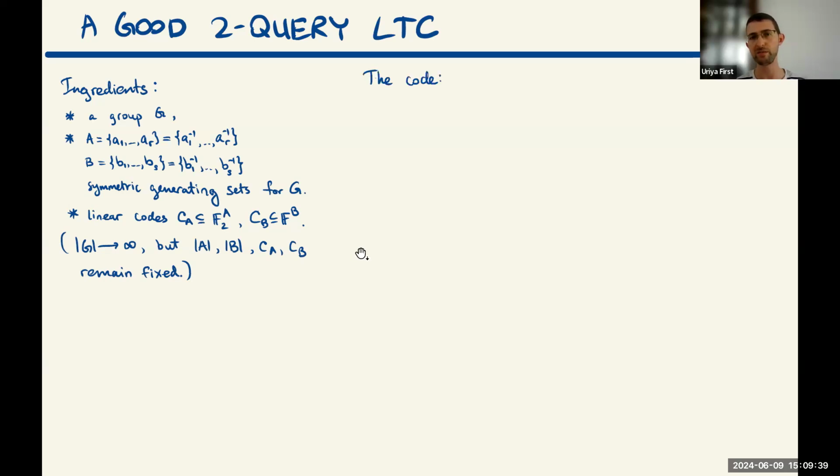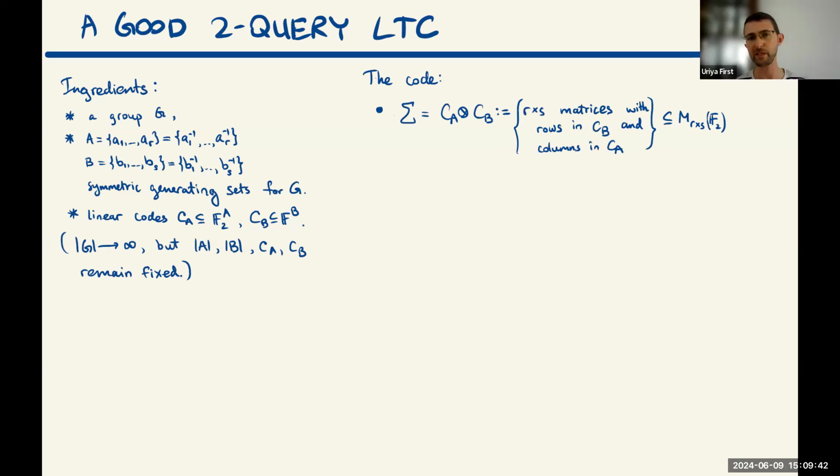And what is the code? Well, the alphabet of the code is the tensor code, CA tensor CB. So it's a huge alphabet. What is the tensor code? It's just the R by S matrices with rows in CB and all columns in CA. So it's a subset of the R by S matrices over F2. But I would rather think of it as the subset of matrices whose rows are indexed by A and whose columns are indexed by B. So those are A by B matrices over F2.